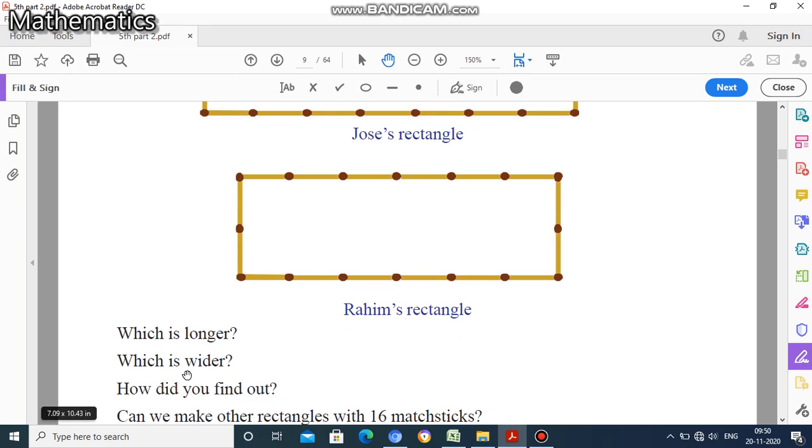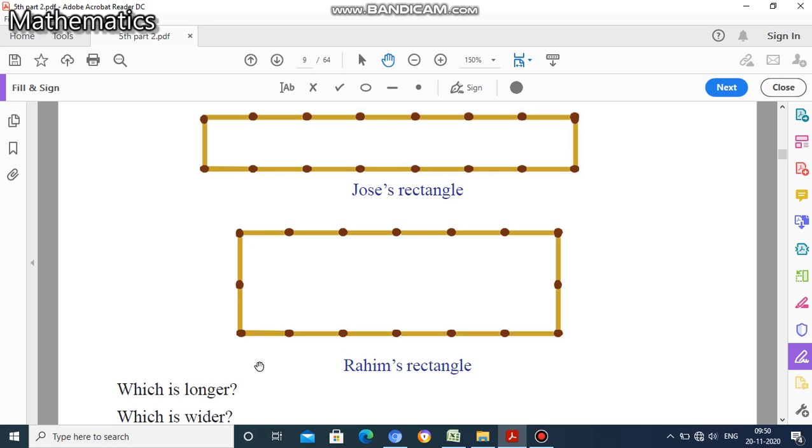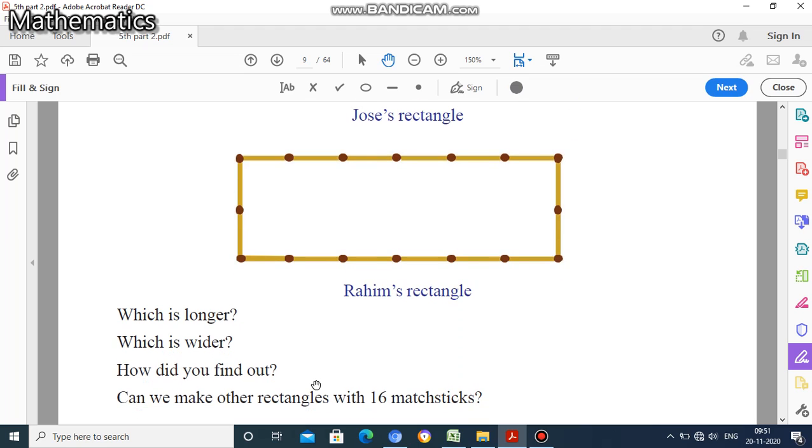The next, can you find which is wider, which has more width? So we want to find the width of the rectangle. Here, one matchstick width. In the second case, in Rahim's rectangle, how many matchsticks wide? 1, 2 matchstick width. So which is wider? Rahim's rectangle is wider. Once again I am saying, Joe's rectangle is longer and Rahim's rectangle is wider.